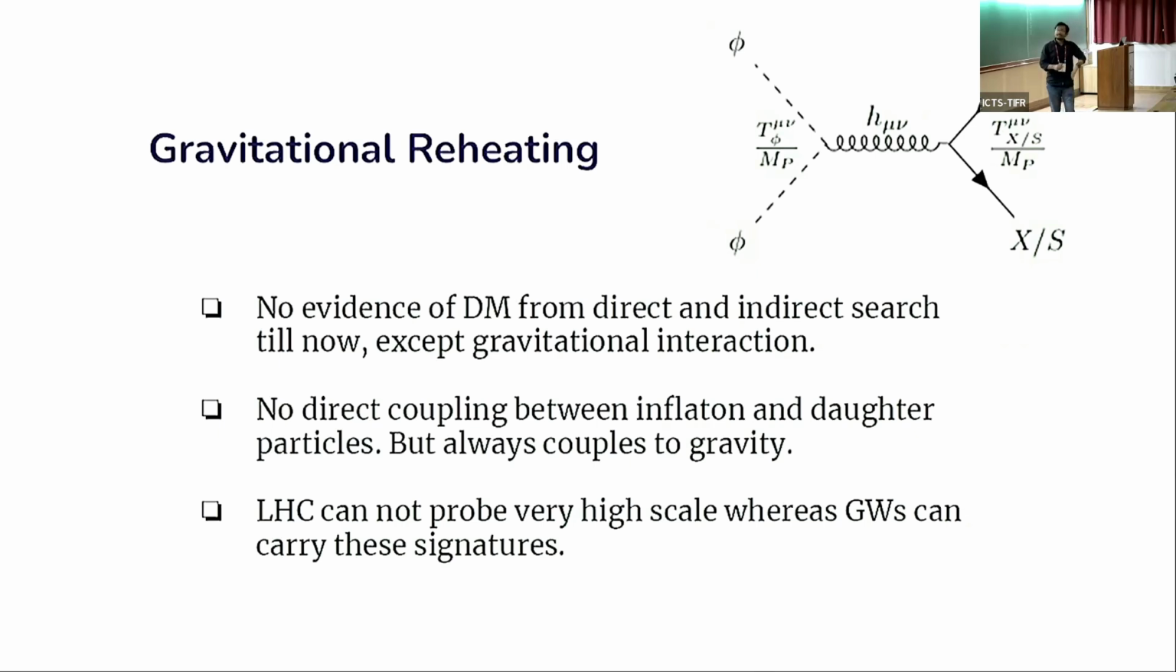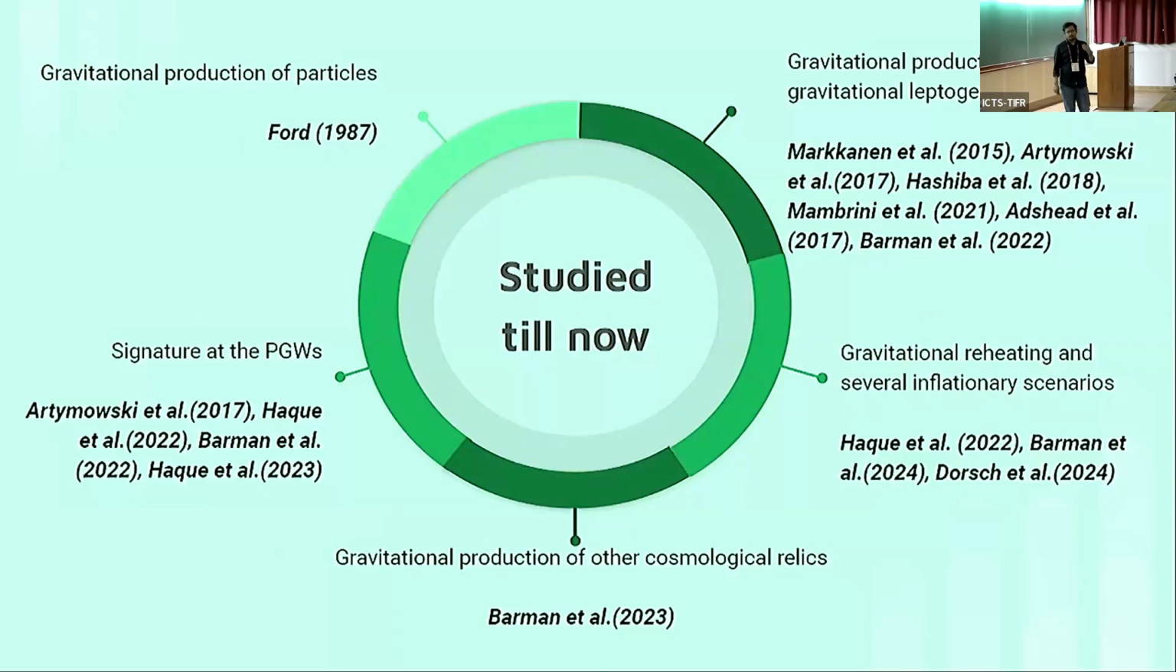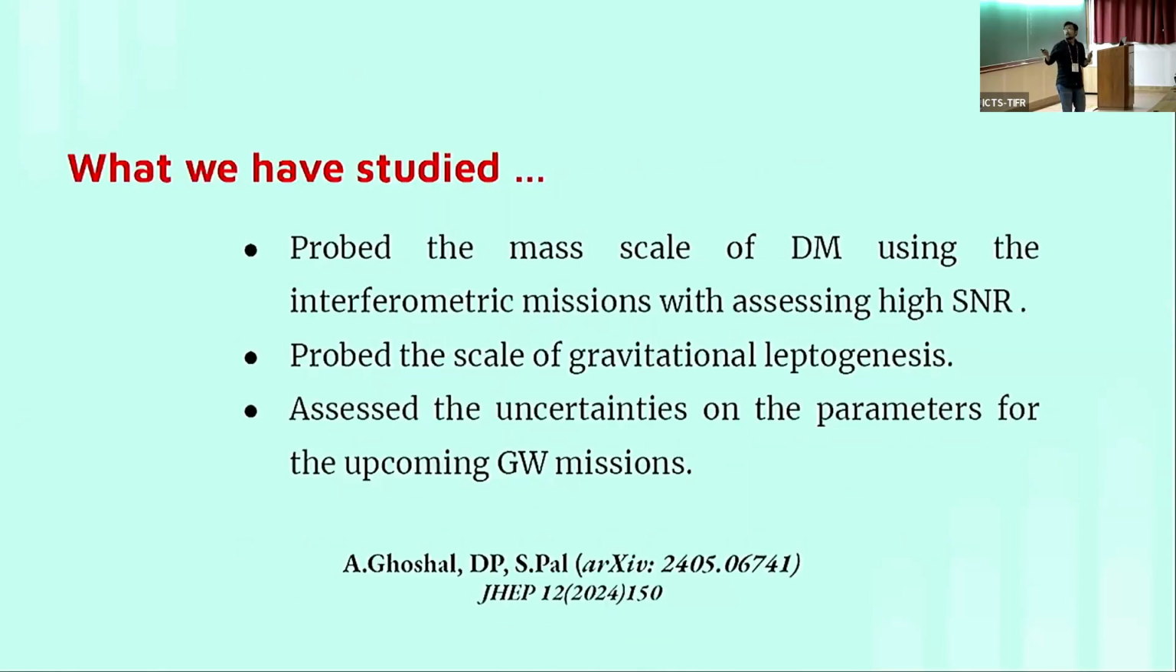Based on this gravitational reheating scenario, several works have been done, from particle production to investigating their signatures in the primordial gravitational wave background. Here, in our paper, we have done some statistical analysis, assuming the primordial gravitational wave background is detected by future gravitational wave missions. Since it is an era of precision cosmology, whenever we try to probe a particular parameter, we need to talk about the uncertainty associated with each parameter. That is why in our work we have discussed a particular statistical analysis to reveal those uncertainties, as well as how this setup is able to probe the dark matter parameter space, the mass scales of the dark matter, and the gravitational leptogenesis scenario.